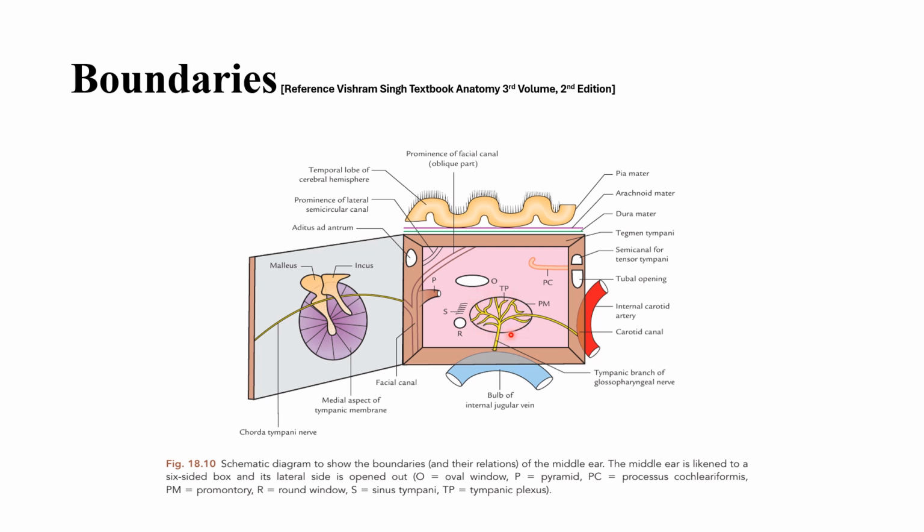This structure is the promontory, and it contains a plexus. You see this branching, this is the tympanic plexus. And here is the window, oval window.